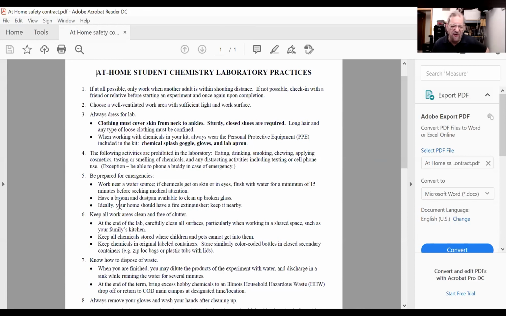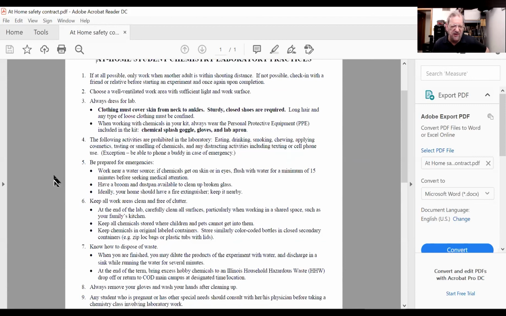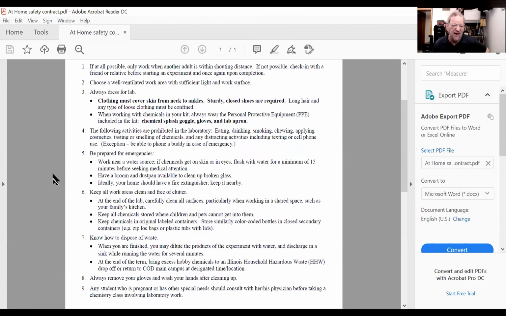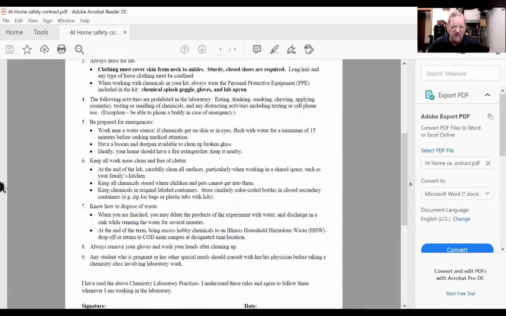Don't have them on your forehead. Don't have them around your neck. You should use a broom or dustpan. Don't use your hands to clean up broken glass. Ideally, try and keep the area where you're working clean. If you're working in a kitchen, make sure there's nothing nearby.